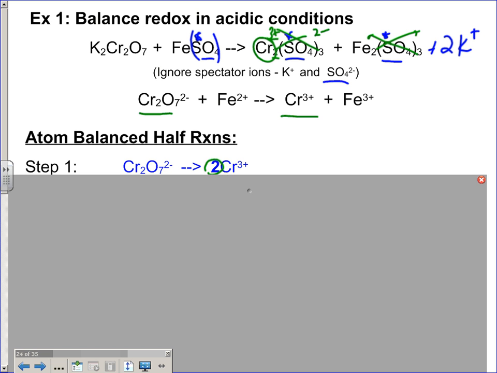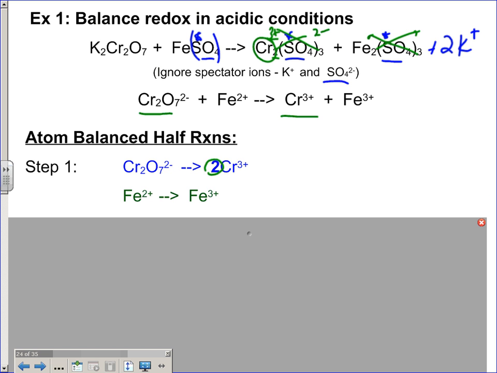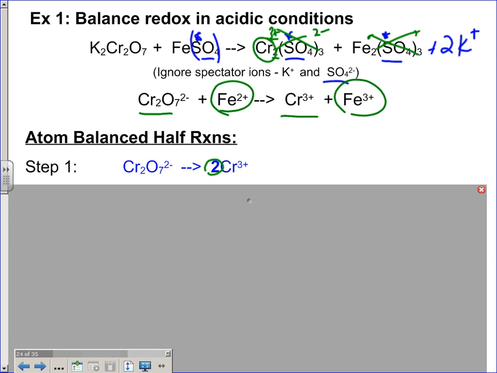Okay, I'm going to quickly show you that I do have the other half reaction. It's right here. I'm just not using it just yet, okay? So the other half reaction was the iron and the iron. You just choose the things that are similar. Okay, so back up here.